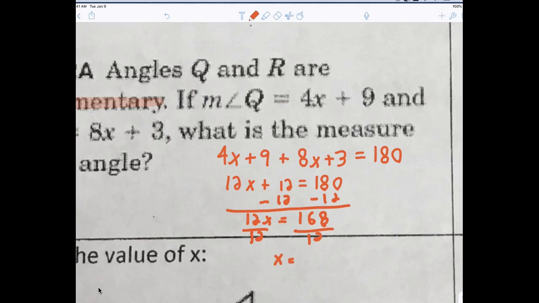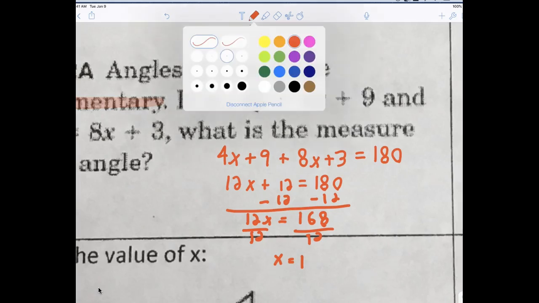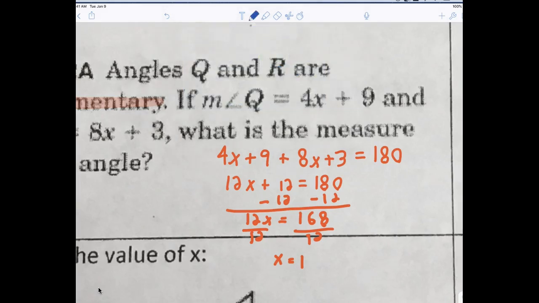Ready? 12 goes into 16 how many times? Once. How many left over? 16 minus 12 is 4 left over. So you put a 4 up in this corner, right? Yes. And now 12 goes into 48 how many times? 12 goes into 48 4 times. So your answer is x equals 14.